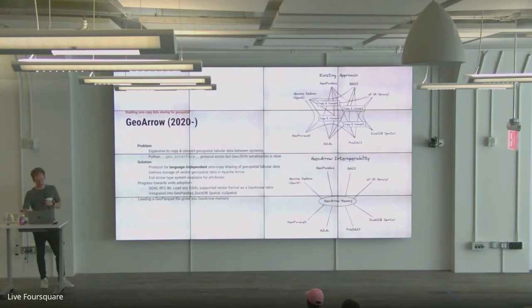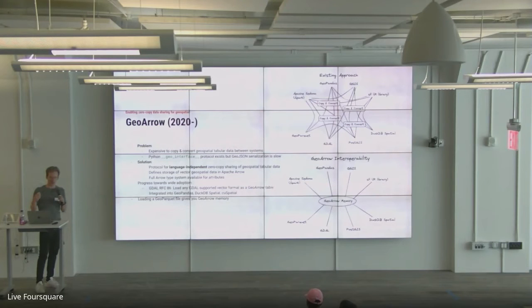And so GeoArrow is defining this columnar way to store geospatial vector data in Apache Arrow. It's pretty new. It's not as widely implemented yet as Parquet, but a huge thing happened a year ago when GDAL 3.6 was released, where GDAL can read any vector format that it supports as a GeoArrow table.